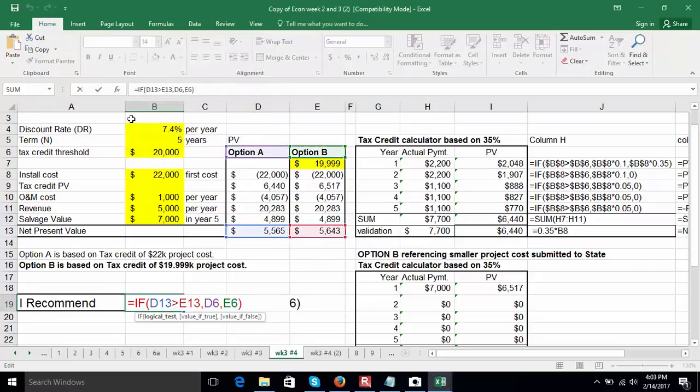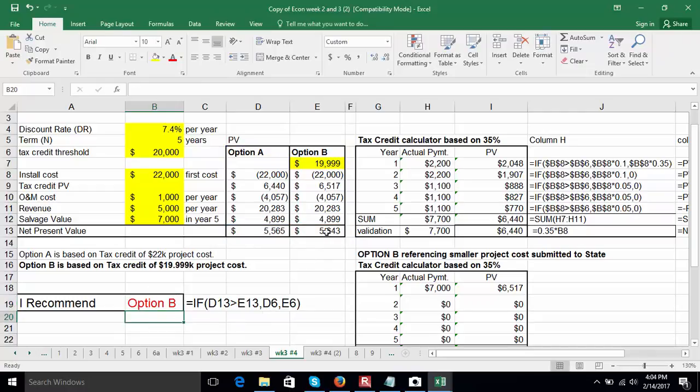Okay, so what we're looking at right here is the recommend statement. If D13, that's the one highlighted in blue, yes, exactly, is greater than E13, then pick D6. So if the net present value is a better value, pick it. If not, pick the other one. So since E13 is greater than D13, we select option B, and that's the value that turns up right in there.